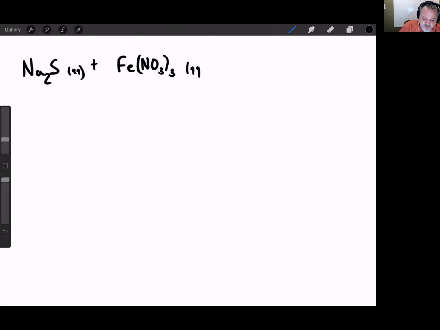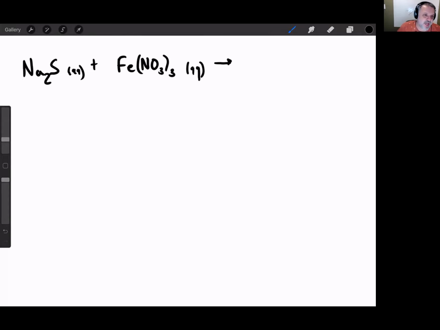Nitrates are always soluble. So I'm looking for something that I can apply a rule to. And the first thing I have is sodium ion. Sodium is always soluble, so I can apply that rule to it. And the second thing, iron nitrate, I have a rule for nitrate. Nitrate is always soluble, so I can apply a rule to it.